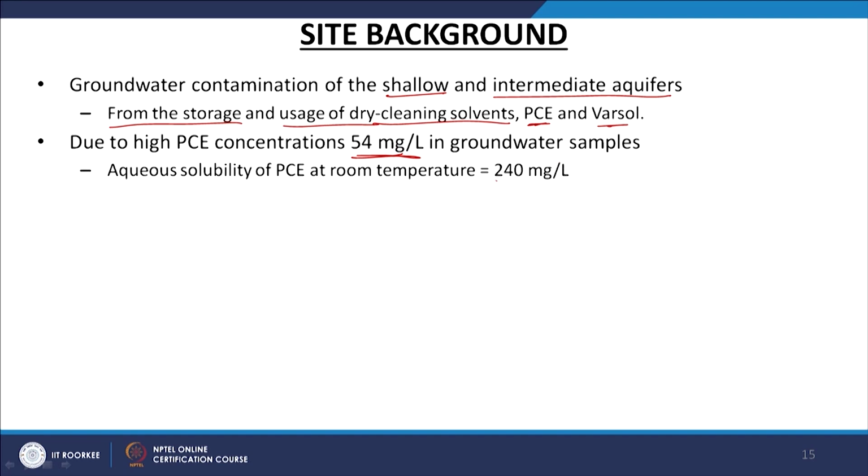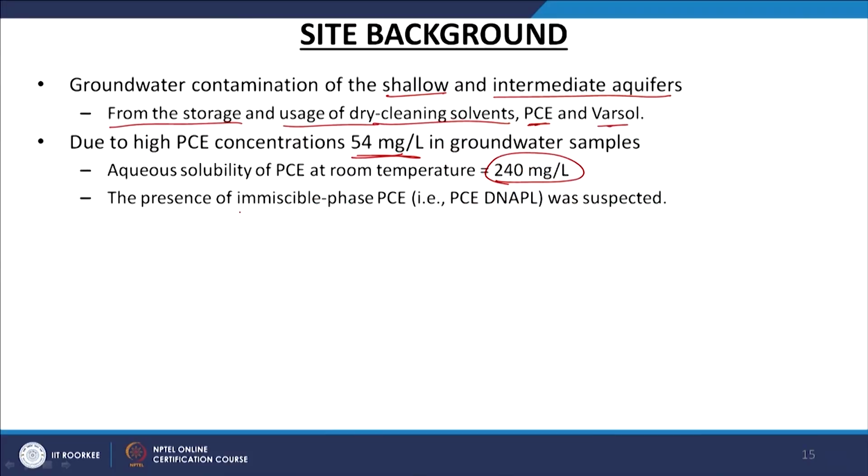Again, the solubility seems to be 240 milligram per liter. So, if not almost at solubility levels, it is relatively comparable to the solubility. That means the PCE concentration is very high in water, and also an immiscible phase, present as DNAPL, was initially suspected. Why is that? Because the concentration of the PCE was very high, 54 milligram per liter, almost comparable to the solubility of PCE, which is around 240 or 200 milligram per liter. Typically, if you have such a high concentration of a hydrophobic compound in water, it means the pure form of the compound, or its NAPL phase, is going to be present. That is what was suspected, obviously.